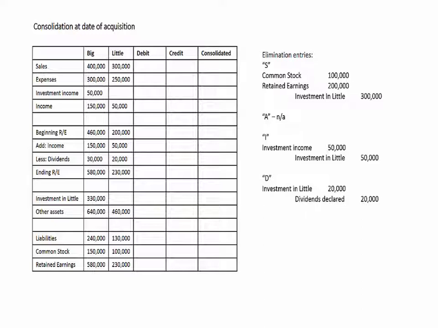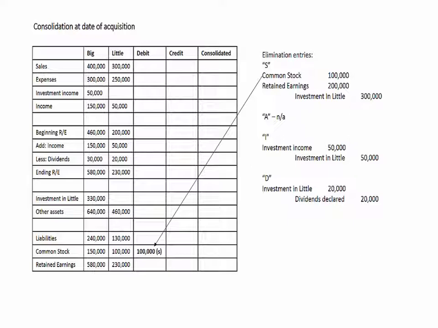Now before we go any further, look at that investment in Little balance on the worksheet of $330,000. That was our beginning balance of $300,000 plus $50,000 in income minus $20,000 in dividends. And we've eliminated that $330,000 in those same exact steps. First, we eliminated the beginning balance of $300,000. Then we eliminated the $50,000 increase from the earnings. Then we eliminated the $20,000 decrease from the dividends that were received.